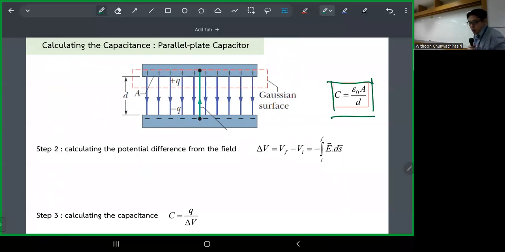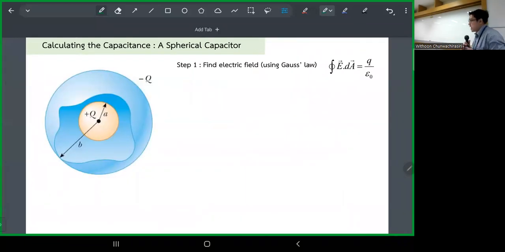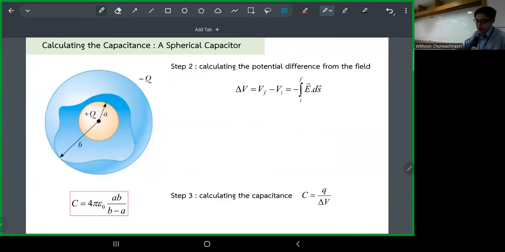And here comes the question in the exam. Find me the capacitance of a spherical capacitor. You can use the 3-step process or not, doesn't matter. But in the exam, I'm going to ask you to show me how it's calculated. And of course, you know the final answer already is right here. There you go. Cool. All right.